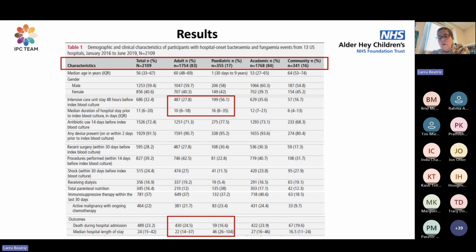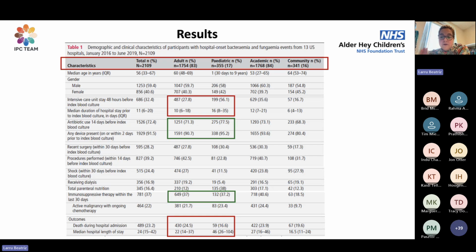Children who had a hospital-onset bacteremia were more commonly admitted to the ICU before. The admission before the hospital-onset bacteremia was also a bit longer for a child than for adults. The adults had a much higher mortality, and the kids had a longer length of stay. These are differences that we regularly see when we compare pediatric case series with adults.